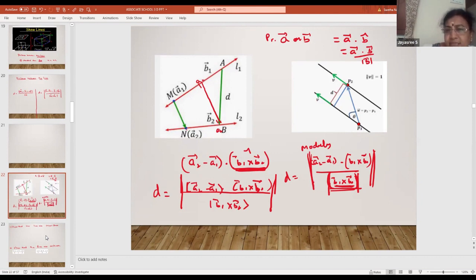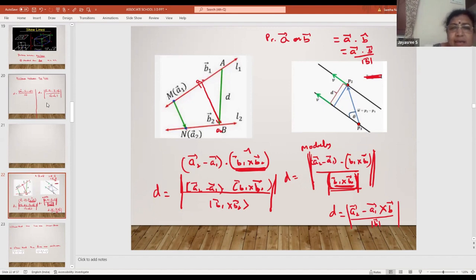Distance between the parallel lines, this is what we are talking about. This distance we are taking. So while we are talking about the distance, here the formula is D is equal to magnitude of (A2 minus A1) cross B vector, divided by magnitude of B vector. So this is where the cross product comes in.